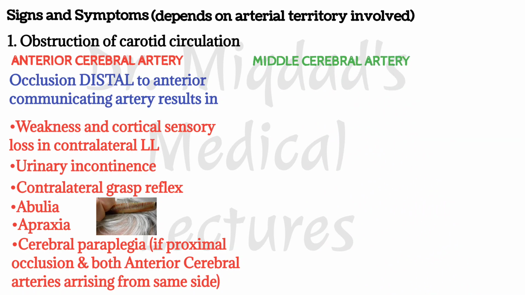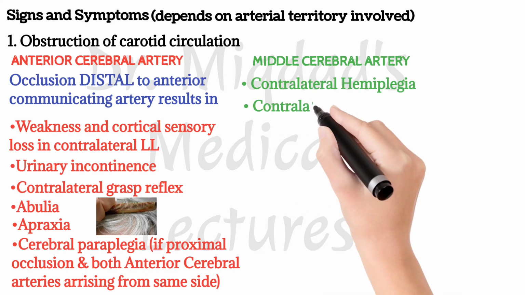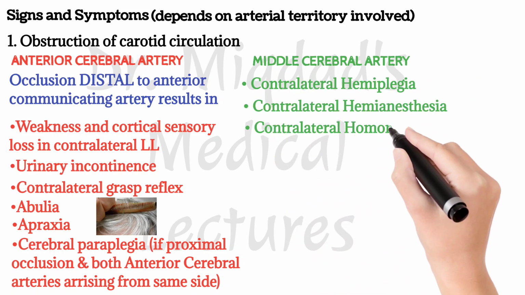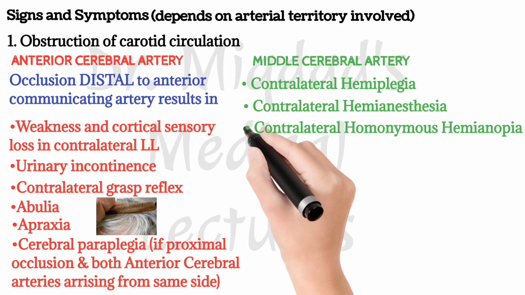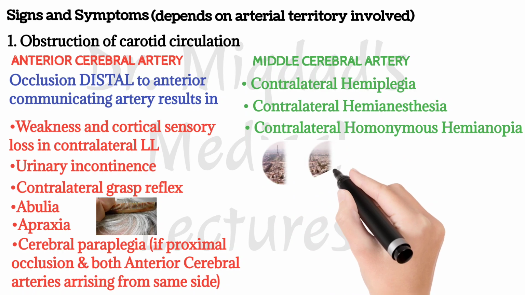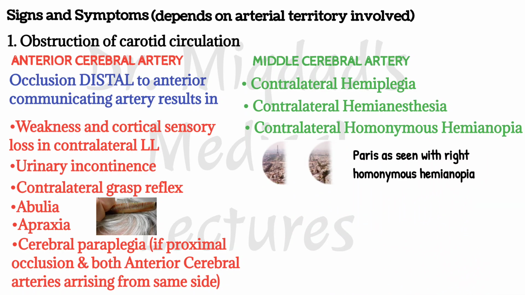Here the person develops contralateral hemiplegia, contralateral hemianesthesia, contralateral homonymous hemianopia. For example, in case of homonymous hemianopia, the person will be able to see the objects on one particular side and the other half of the visual field will be blank. Like for example, in case of right homonymous hemianopia, the person will be able to see objects on his left side while blind to the objects on his right side.